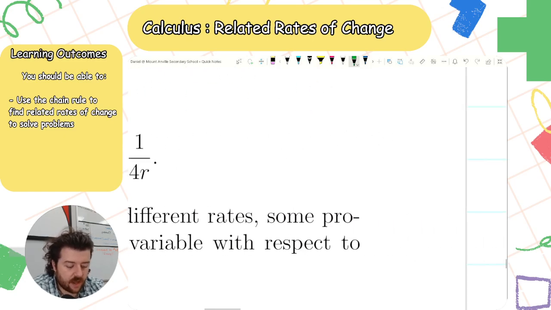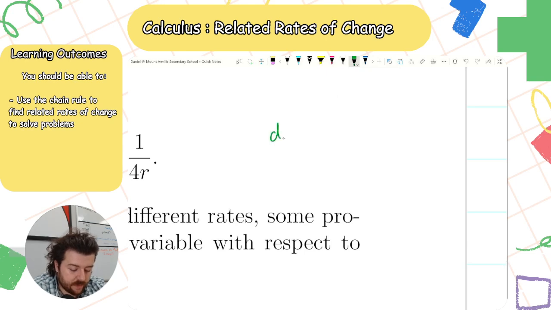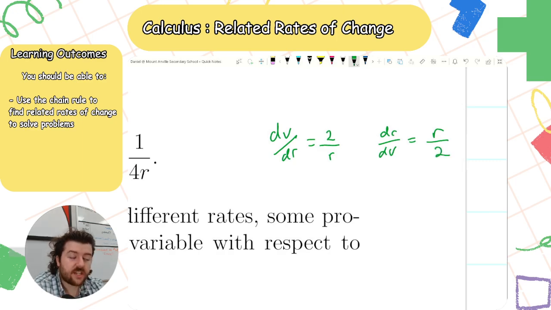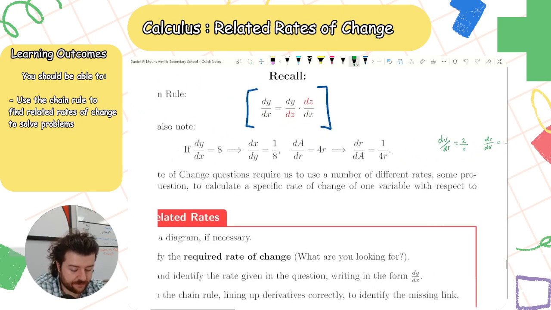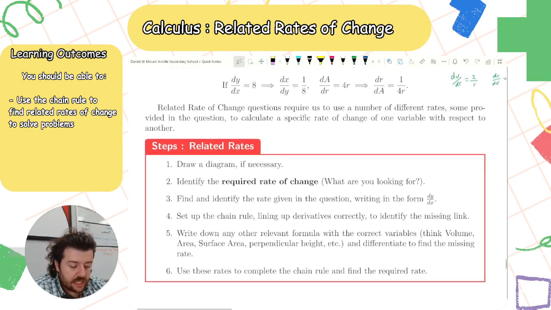If I was looking for dr/dV, say dV/dr was 2 over r, then dr/dV will equal r over 2. So you just flip it upside down. So that's related rates of change.